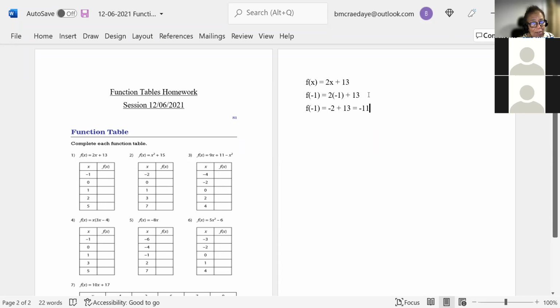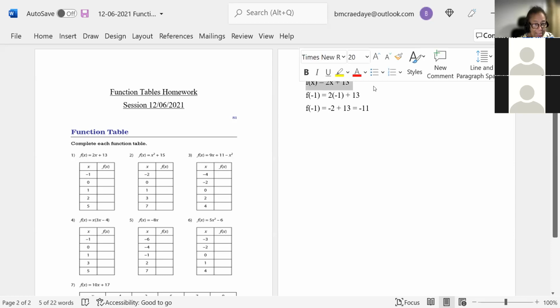You can't throw away the 13. That's part of your output. You substitute the value of the x, that's the input right there, -1 times 2 is -2. Add that to the 13 and you get -11. Now, let's take the next one.